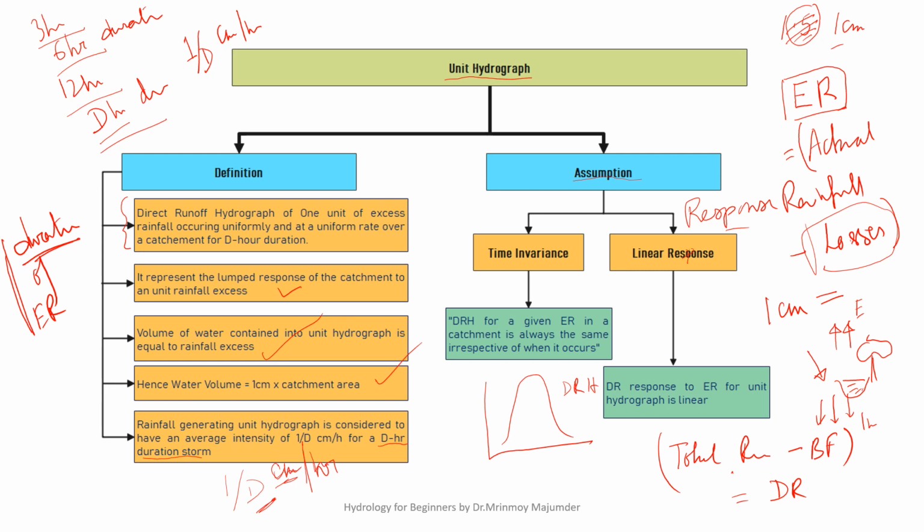But in the case of the unit hydrograph, what we assume is that whenever there is an excess rainfall of 1 unit, 1 centimeter, the responsive DRH will be the same. Okay, so this is for easiness of the calculation.